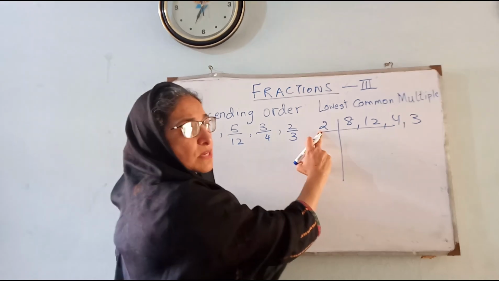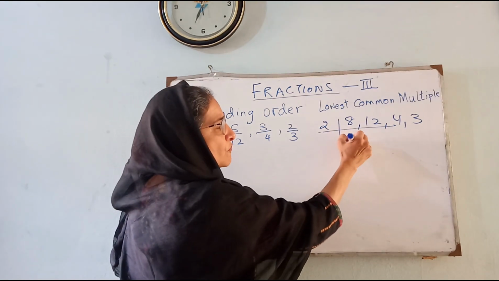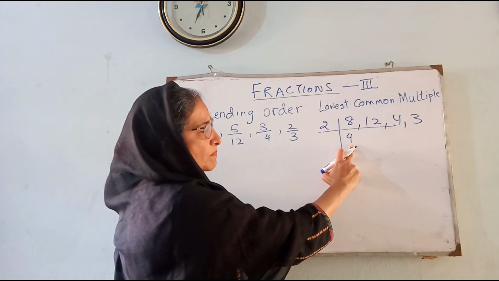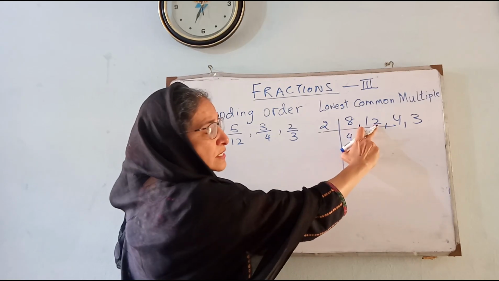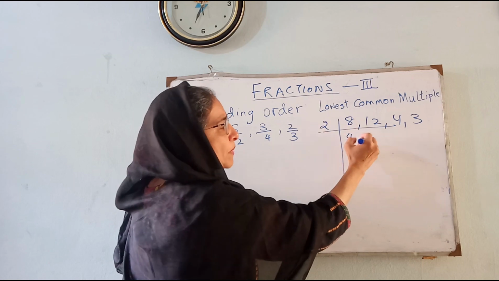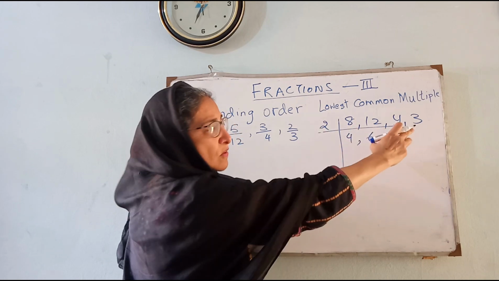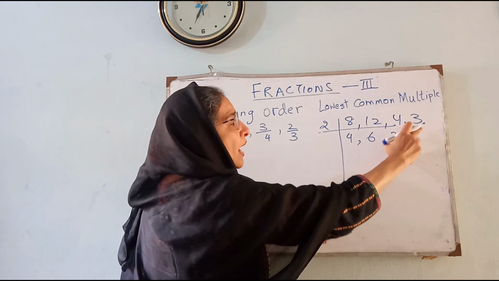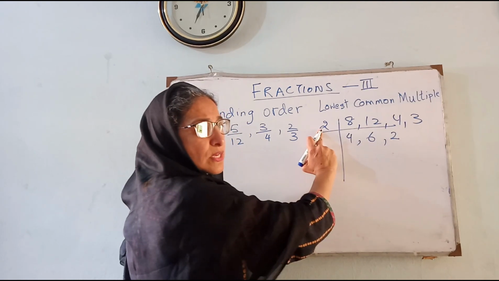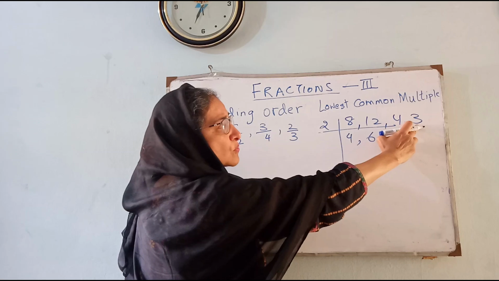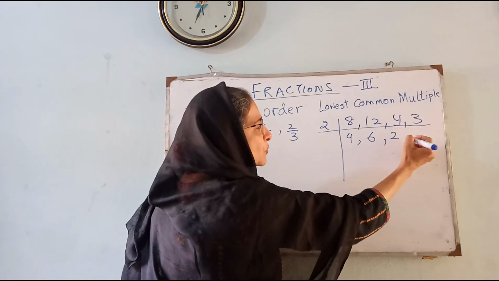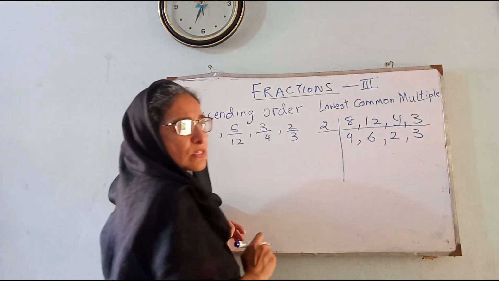When 8 is divided by 2, my answer is 4. Whatever the answer is, I write it here. Then 12 divided by 2, my answer is 6. 4 divided by 2, my answer is 2. I cannot divide 3 by 2 because 3 is not an even number, so I write this 3 as it is.